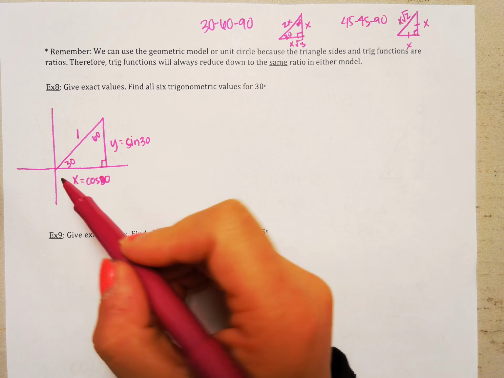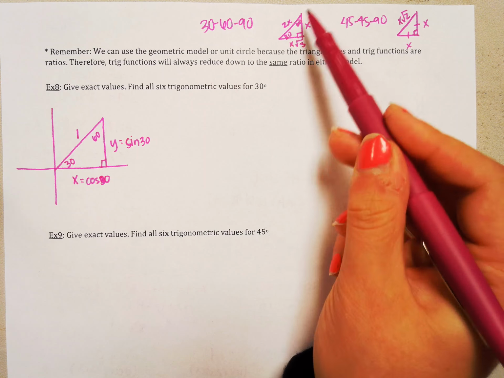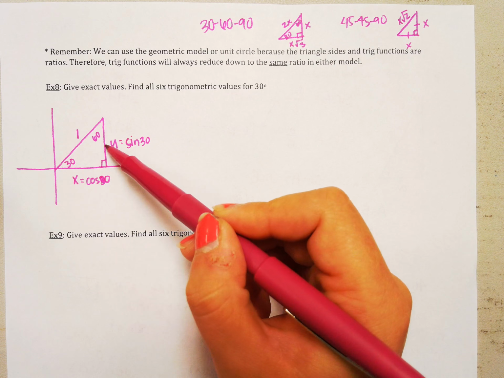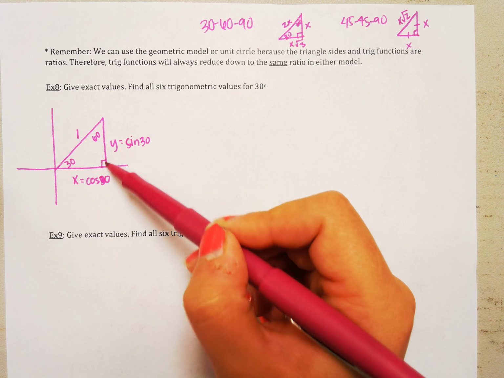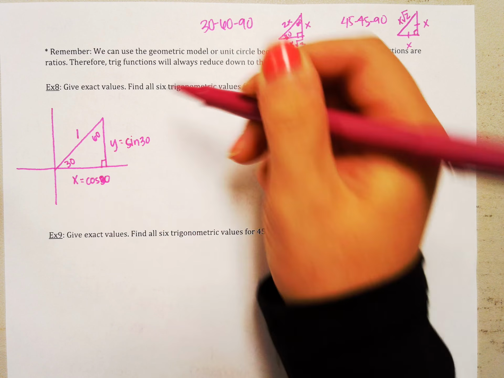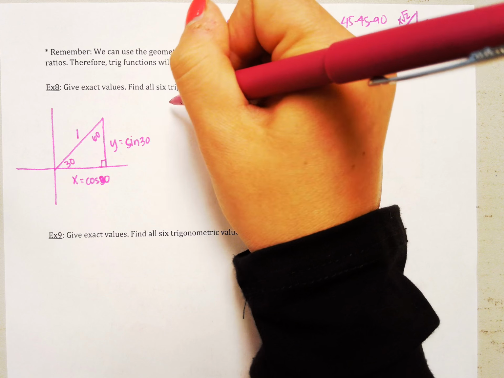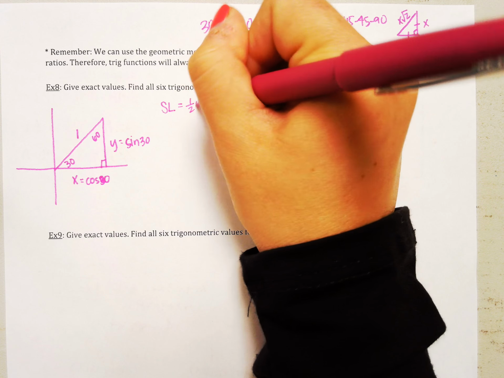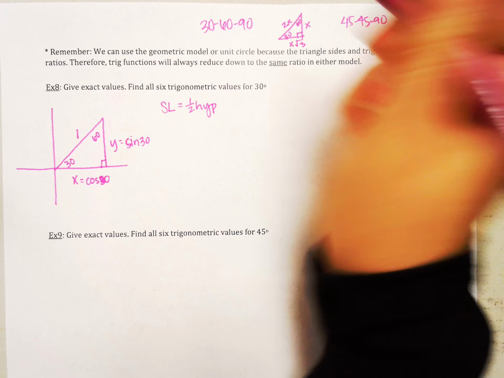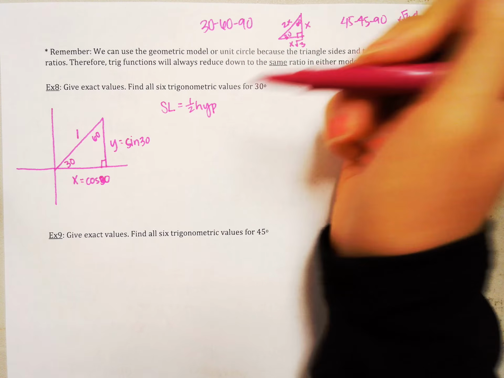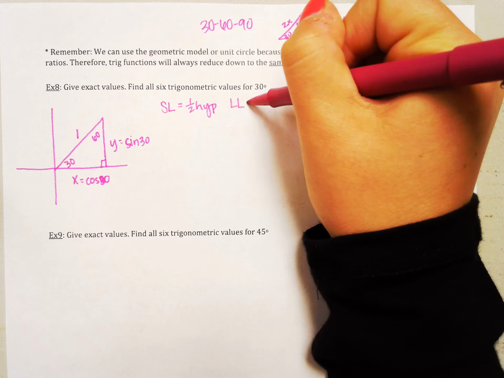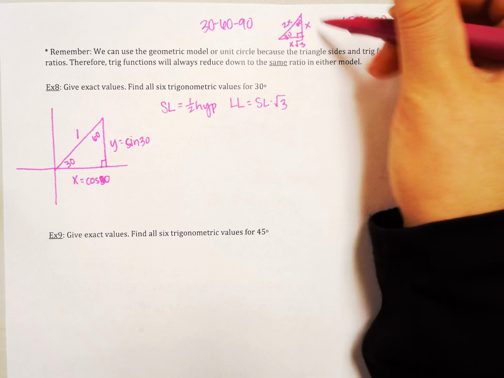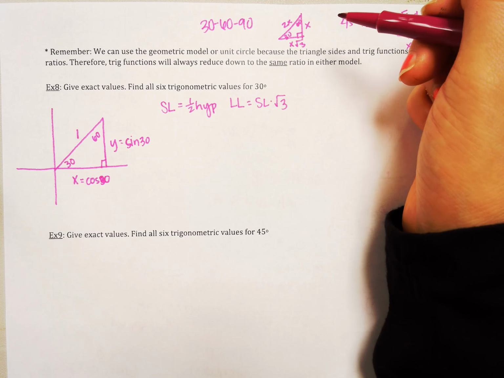Knowing that this is my 30, 60, 90 triangle, I can look at it through my special case. The side across from my 30 degree angle is half of my hypotenuse. I'll write it this way: my short leg is half of my hypotenuse, or 2 times my short leg equals my hypotenuse, and then my longer leg is my short leg times √3. So those are 2 relationships, or you can remember the special case. Either way, it doesn't really matter.